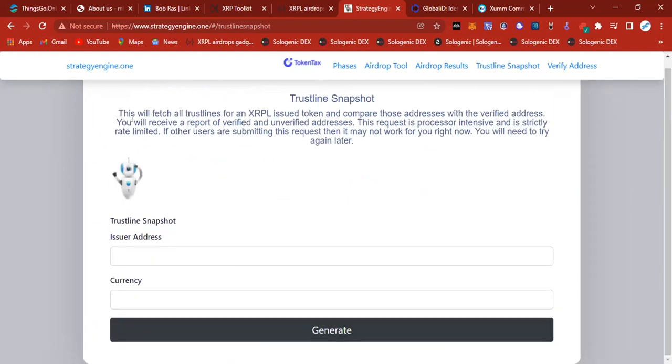Trust line snapshot. This will fetch all trust lines for the XRPL issued token and compare those addresses with verified addresses. You will receive a report of a verified or unverified address. This request is process sensitive and is strictly rate limited. If other users are submitting the request, it may not work for you right now. You will need to try again later. So this is where you come to see if your address is verified.